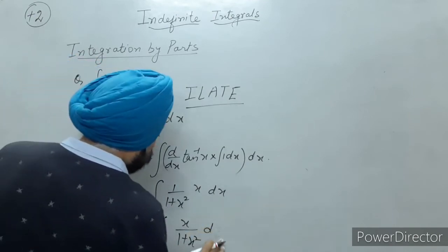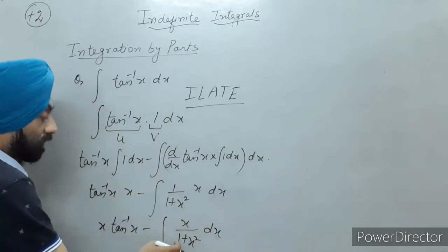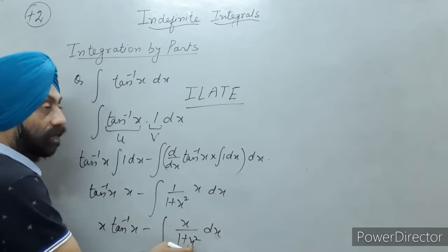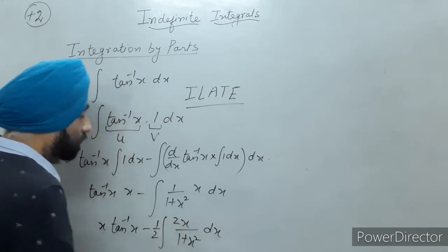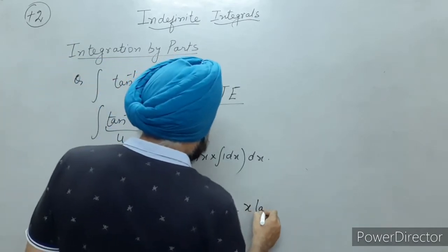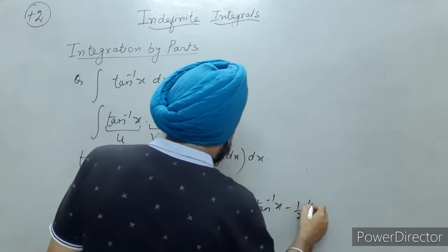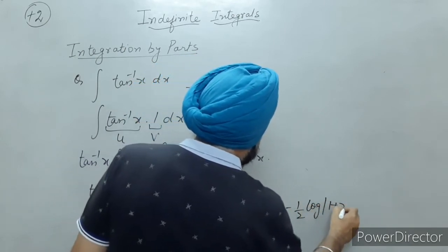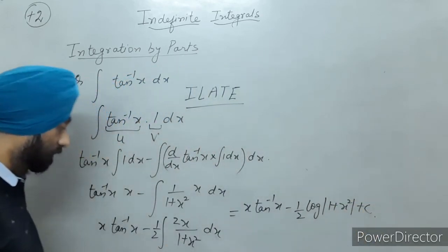Now it is very, very simple. What is the derivative of 1 plus x square? The derivative of 1 is 0. The derivative of x square is 2x. What I have to do is just multiply and divide by 2. What is the answer? x tan inverse x minus half log of the base, that is 1 plus x square, plus c. This is the final answer.